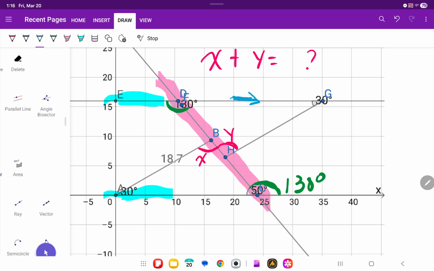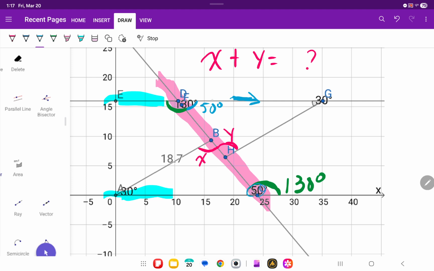So line EG is parallel to line AC. So we know it's a line, and this is going to be then 50 degrees because 130 plus 50 is 180 degrees. Therefore, this is also, and I've asked GeoGebra to go ahead and measure this, and as you can see, we got a nice little 50 degrees.